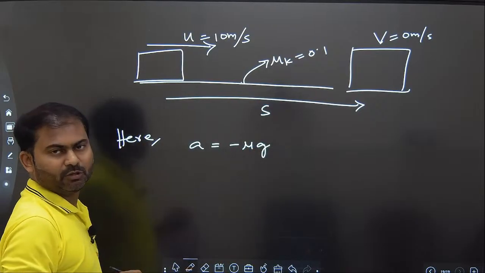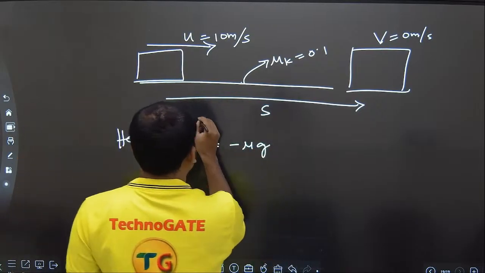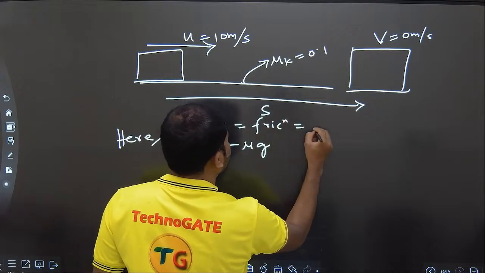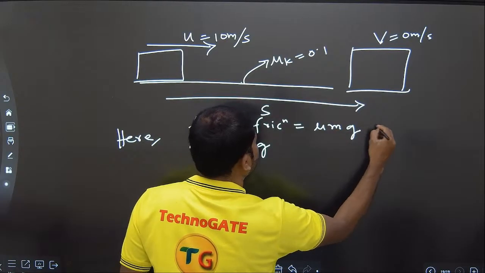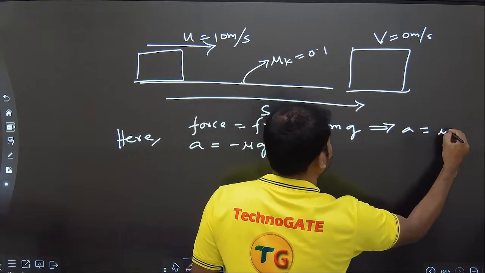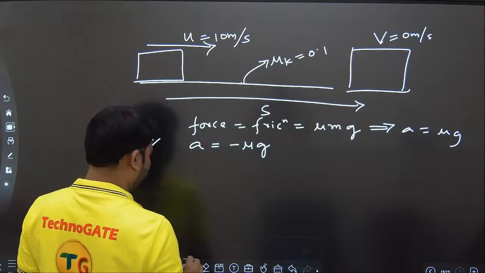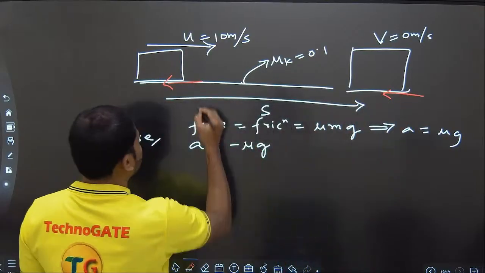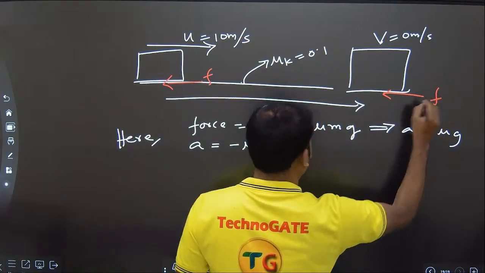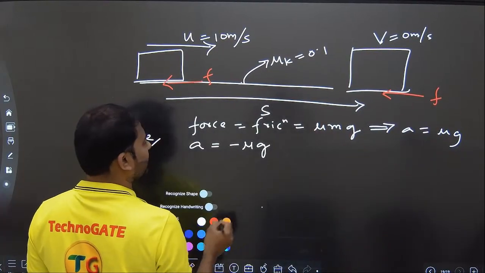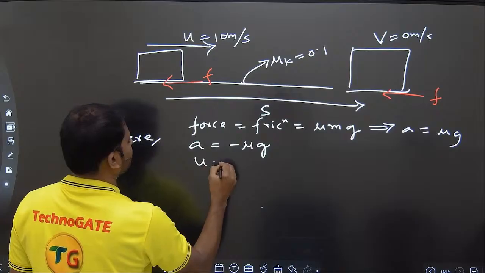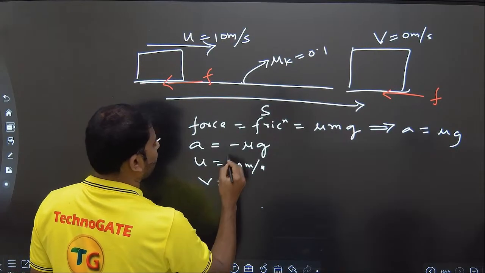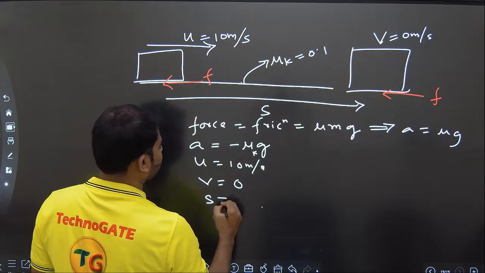Why? The friction force is equal to mu mg. This implies acceleration is mu g, but it is acting in the opposite sense. Since it acts in the opposite sense, we are taking it with a negative sign. u is equal to 10 meters per second, v is equal to 0, and we have this mu k, and we need to get the value of s.